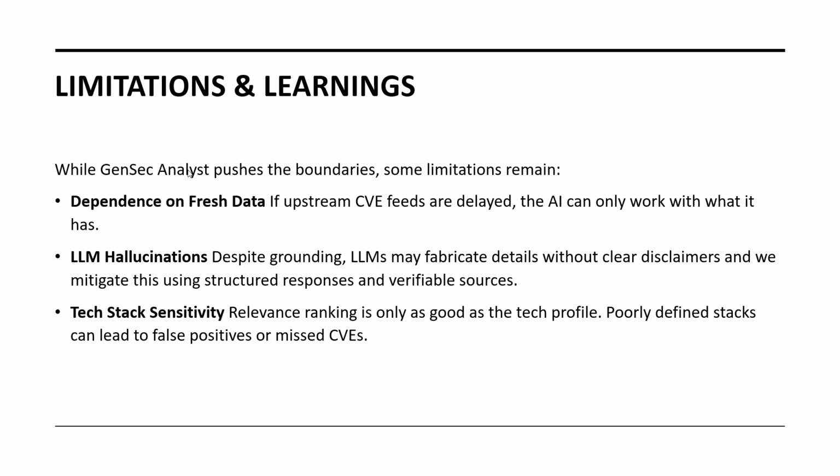If it doesn't provide a proper CVE number that we can search against the open source tools that we have, then we know that it is hallucinating. Now, in terms of tech stack sensitivity, relevance ranking is only as good as the maintenance of the system. If a system doesn't even have a CMDB, it is very hard for GenSec AI to give relevant results for it. At that moment, the teams would have to rely on the regular NLP-based CVE search.